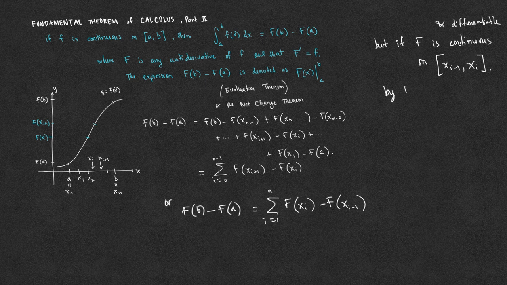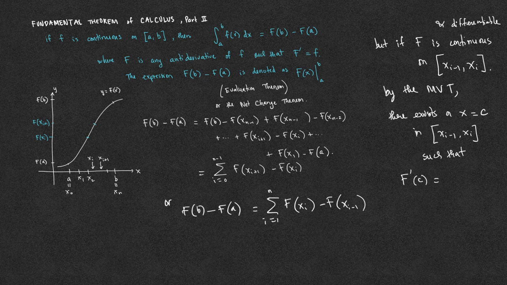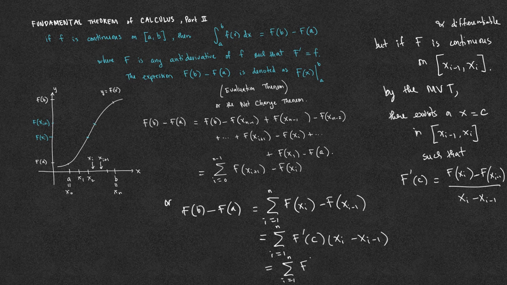But if F is continuous and differentiable on the interval [x_{i-1}, x_i], then by the mean value theorem, there exists a c in the interval such that F prime of c equals F(x_i) minus F(x_{i-1}) over x_i minus x_{i-1}. If we isolate F(x_i) minus F(x_{i-1}), we end up with F prime of c times x_i minus x_{i-1}, but x_i minus x_{i-1} is the width delta x.